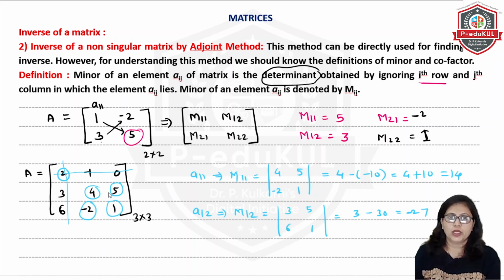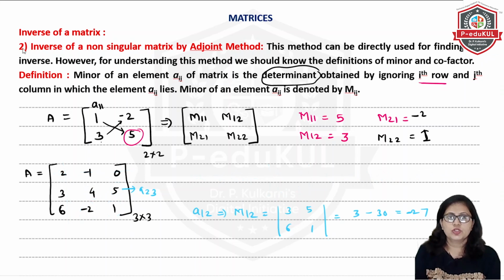Now suppose I wanted to calculate it for this 5. Suppose this is the position of A23. So how will I get it? I'll just erase this. Suppose I wanted to find out the value M23 for this element. So what I am going to do is ignore the row and the column in which this element lies. And the remaining values are 2, -1, 6 and -2.